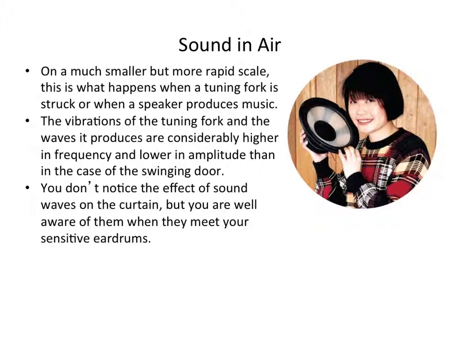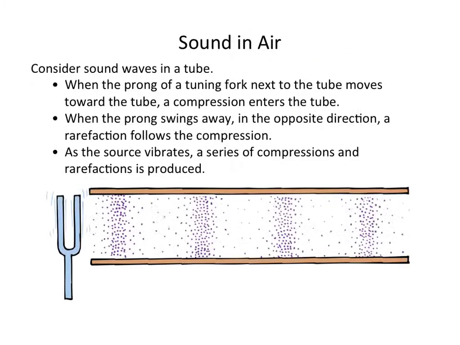Vibrations from a tuning fork back and forth can make sounds, typically of a higher frequency. So here's the tuning fork. When the prong of the tuning fork next to the tube moves towards the tube, the compression enters the tube. It goes this way, and that's what we see here. It's going to knock into these particles, and those particles move along, and these pulses of wave move along. So we have these compressions and rarefactions moving through this tube, and that's going to produce a sound.